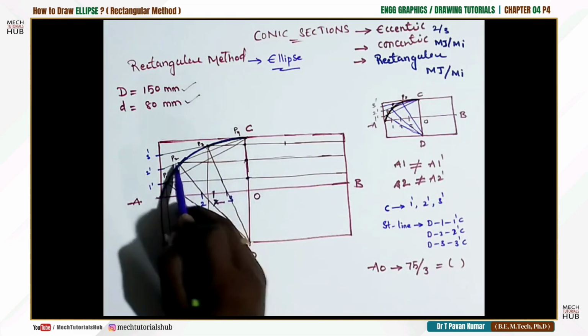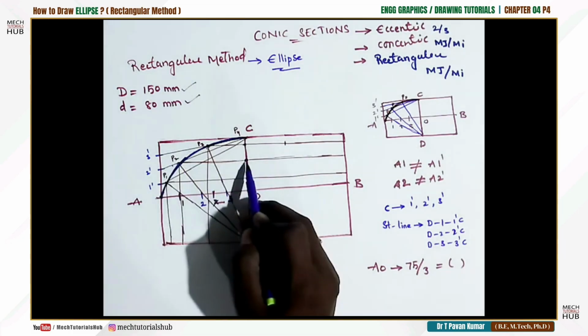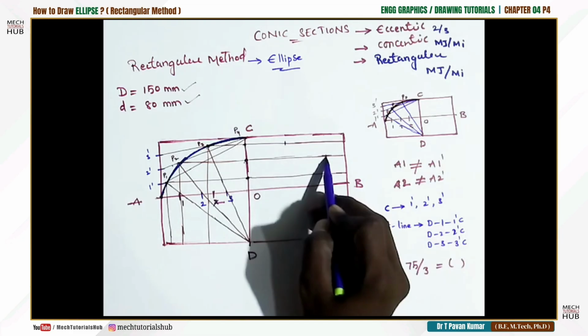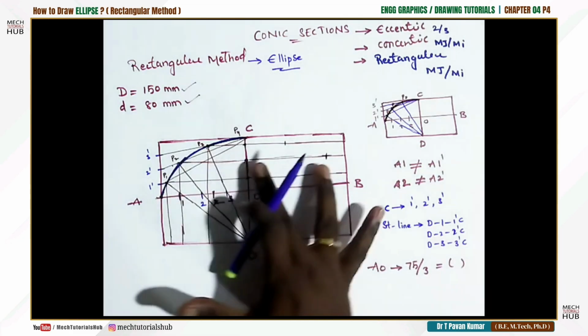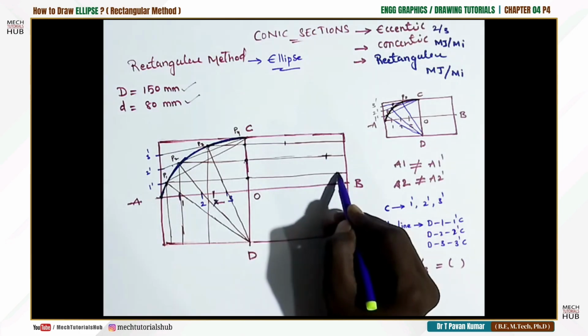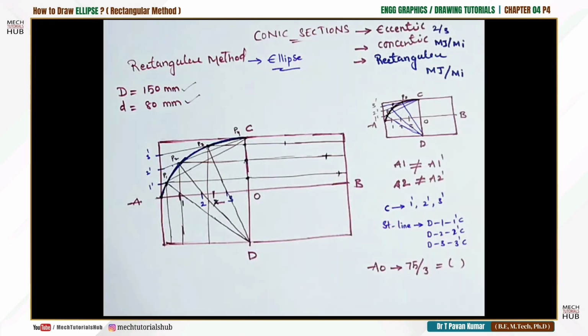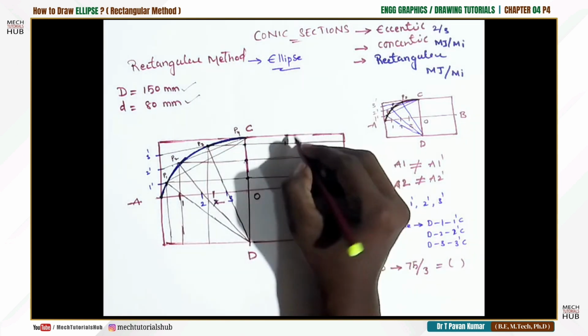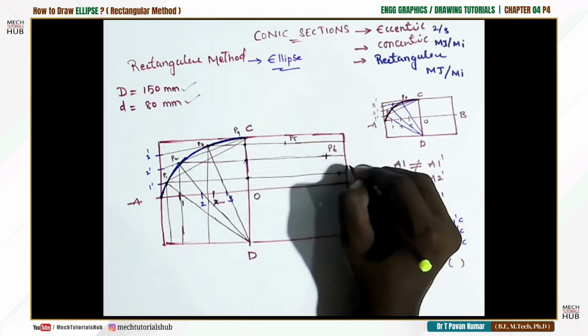Similarly, from the center to P2, from this point to P2, measure a distance. From here again, make a mark on the vertical. This distance should be equivalent to this distance. Similarly, from here to P1, make a mark. This should be equivalent to this one. Now, these 3 points are nothing but after P4, you are going to get P5, P6 and P7.